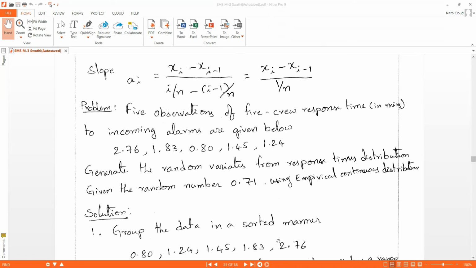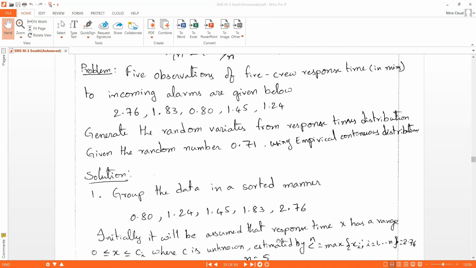We'll solve one problem using this. Here, take down this problem. 5 observations of fire crew response time in minutes. Okay, 5 observations are given. Fire crew response times to incoming alarms are given below. That is 2.76, 1.83, 0.80, 1.45 and 1.24. Generate the random variate from response time distribution.